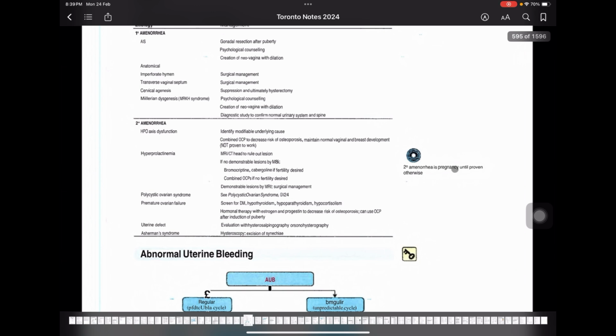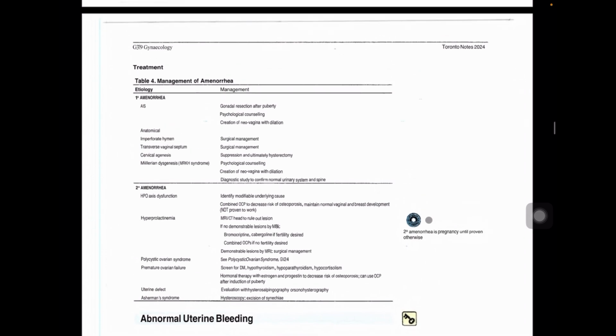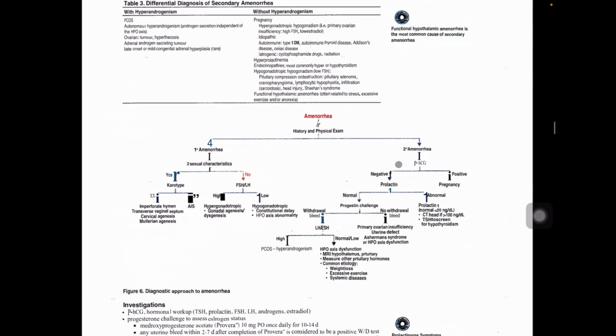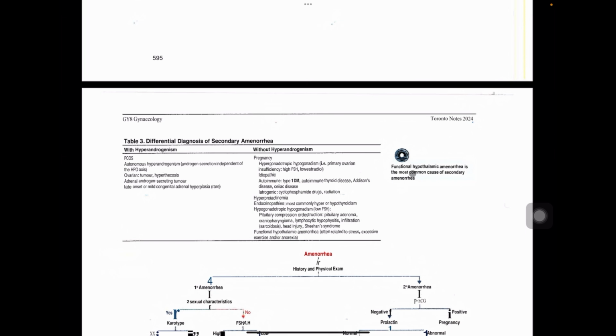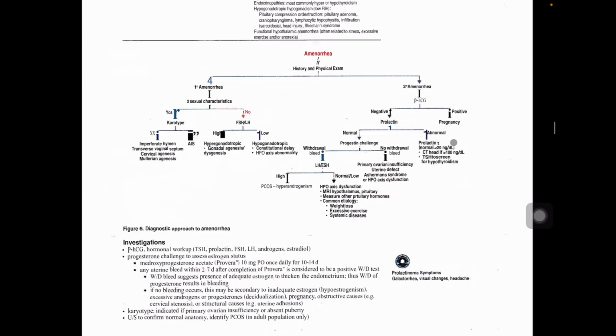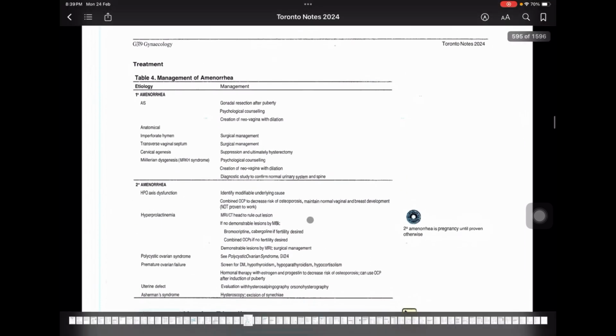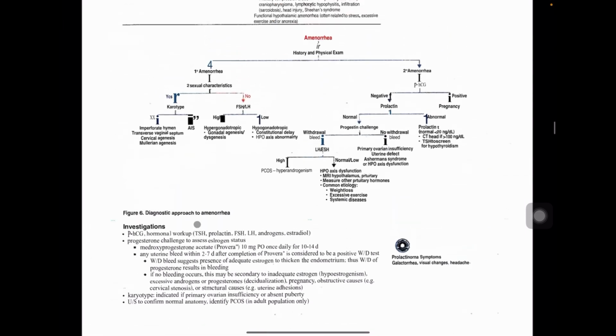Secondary amenorrhea is pregnancy until proven otherwise. Pregnancy is the most common cause, and then the other common cause of secondary amenorrhea is functional hypothalamic amenorrhea. The primary causes are Mullerian agenesis, functional hypothalamic amenorrhea, and gonadal dysgenesis like Turner syndrome. So this completes amenorrhea, and make sure to cover this table. Make sure to learn the treatment plan and this flow chart. So this would cover your amenorrhea entirely.